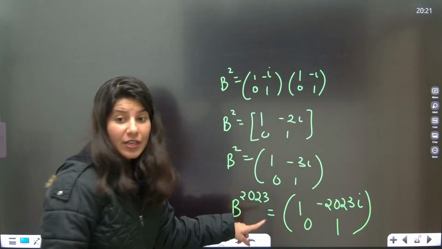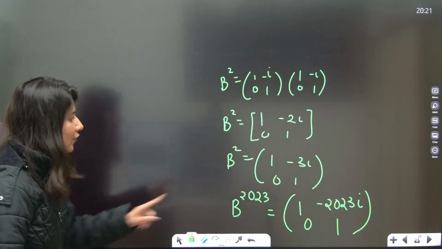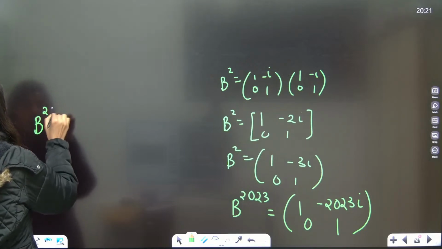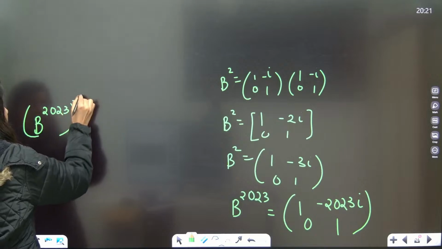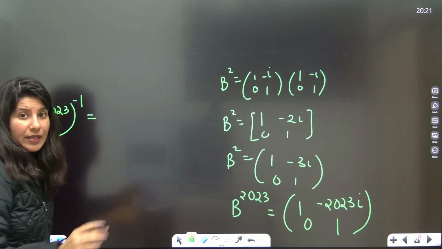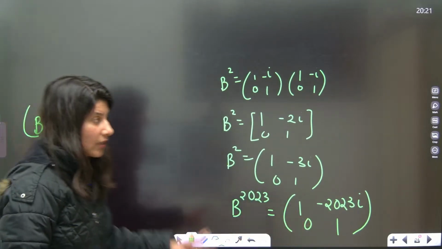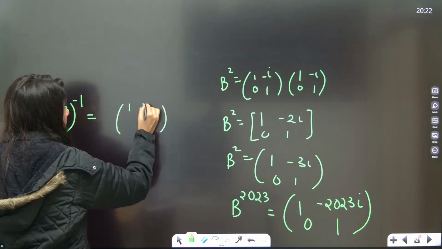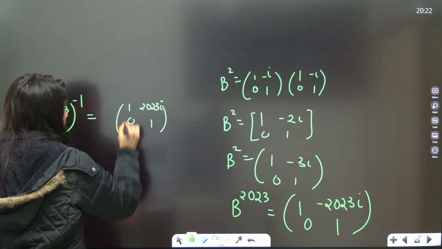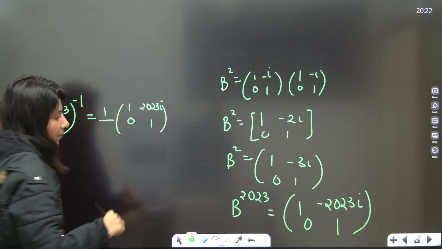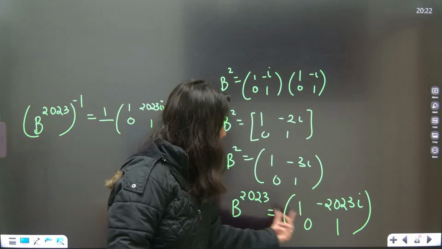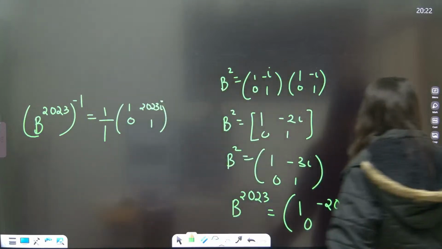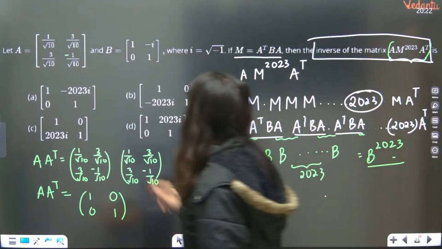Now you are looking for the inverse of this matrix. Understand? You know how to calculate the inverse. So B 2023 inverse is nothing but adjoint. How to calculate adjoint? By interchanging the diagonal elements and reversing the sign of the others, and dividing it by the determinant. So the determinant of this matrix is 1. So 1 upon 1. So 1, 2023 iota, 0, 1. So the correct answer is option D.